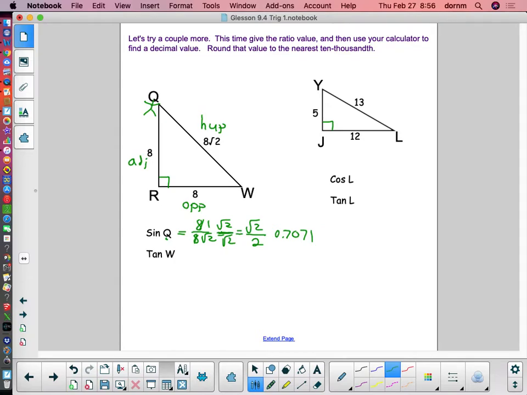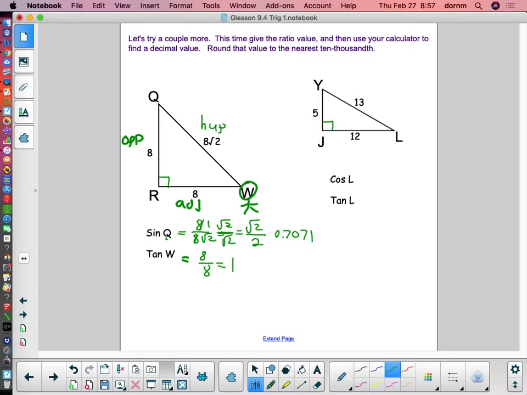How about the tangent of W? Ooh, I'm going to switch my perspective. My hypotenuse isn't going to change. I can leave that. We're going to switch down here to W. Now, my opposite is QR, and this is my adjacent. What is my tangent going to be? Tangent is what ratio? TOA. So OA, opposite over adjacent. 8 over 8, which is 1.